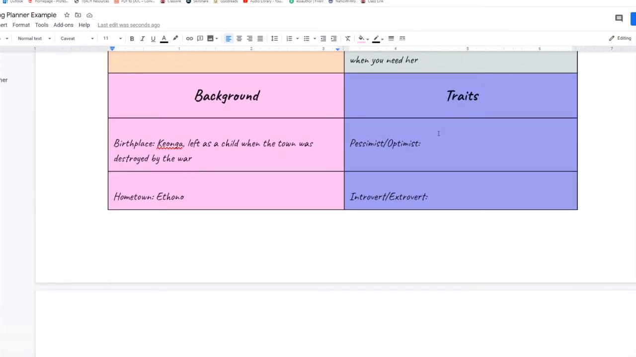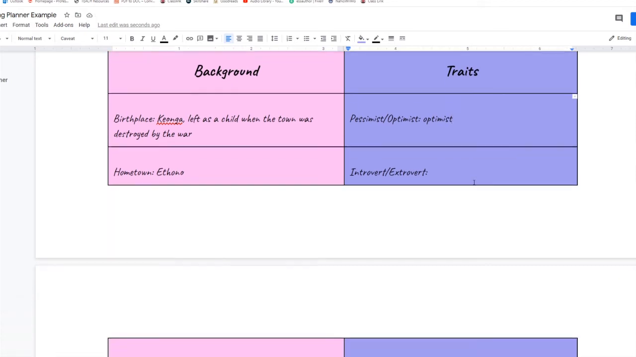Our next category is traits, and the first trait that we are going to be looking at is the pessimist/optimist side of the traits, where we are going to be trying to understand our characters through that lens of what makes them a pessimist or an optimist. So I'm going to say that Auntie Ida is definitely an optimist. Optimism does not mean that you are not world-wise. Like, you can be very world-wise and still be optimistic. So when you're applying that to your character, consider that.